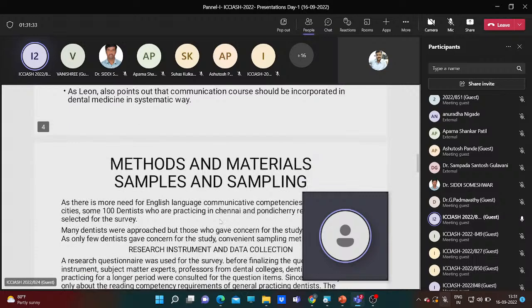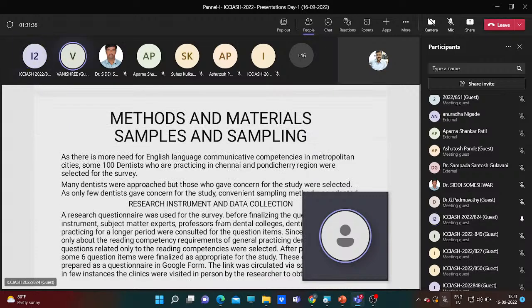The methods and materials used for this are, I took 6 sub-skills after discussing with subject matter experts, that is professors or associate professors from the dental colleges who are teaching dental students, and practicing dentists who have practiced in the industry for almost 10 years, as well as English language teaching experts. After discussing with all these 3 experts, I came to a conclusion of some 10 sub-skills. After conducting a pilot survey, I came to know that of all these 10, some 6 sub-skills were very important.